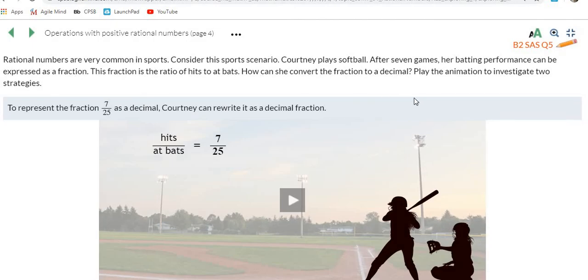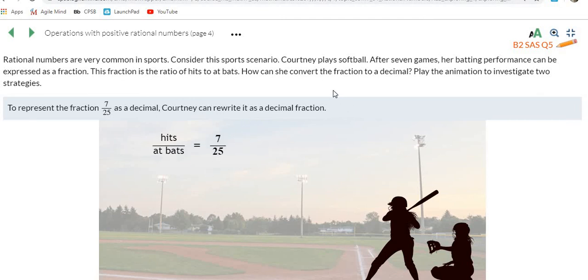So rational numbers are very common in sports. Consider this sports scenario. Courtney plays softball. After 7 games, her batting performance can be expressed as a fraction. This fraction is a ratio of hits to at-bats. So hits, she hit 7. She went up to the plate 25 times. Okay, so this is her batting average.